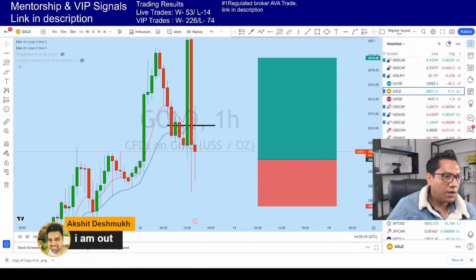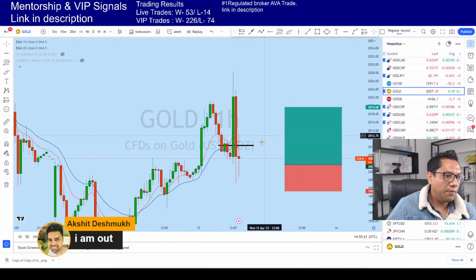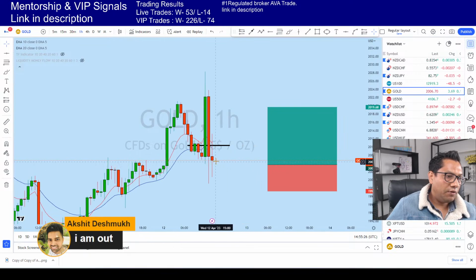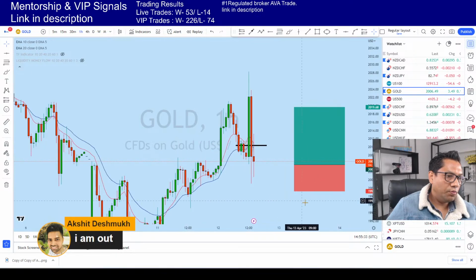Okay, so the 1-hour candle is closing in 4 minutes' time. Now this 1-hour candle on gold is very important because if we see it closing, let's say as a doji like that, we should be able to see again some bullish move in that market.